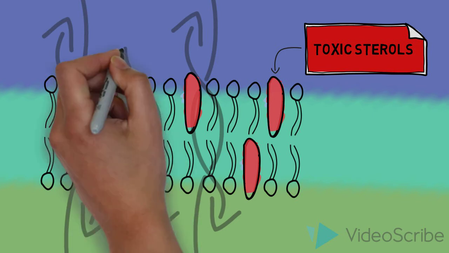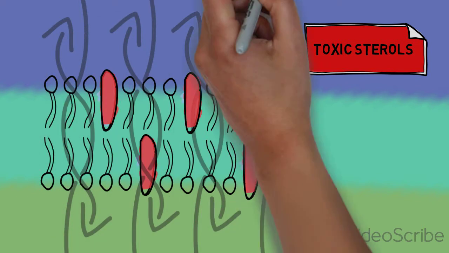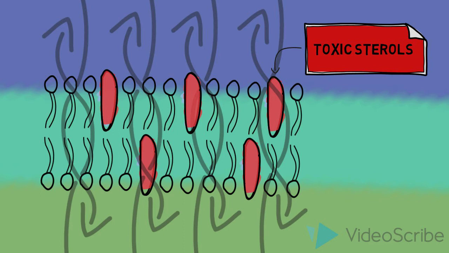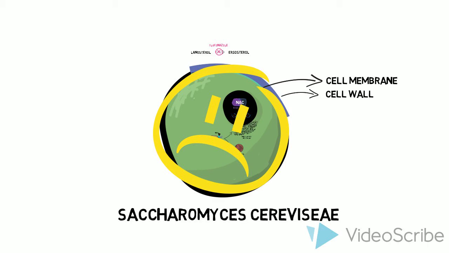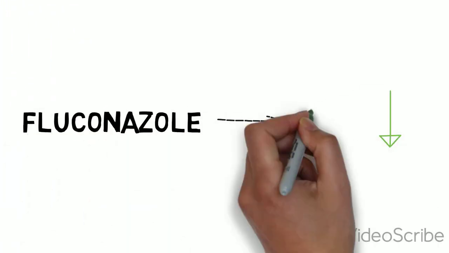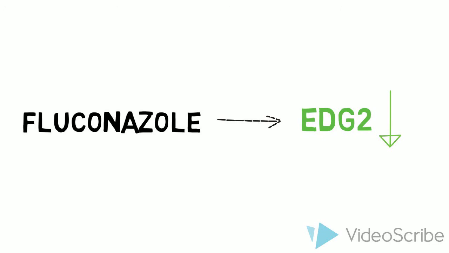This causes an increase in flexibility and permeability of the cell. That causes an influx of reactive oxygen species that result in increased oxidative stress in the cell. This can cause protein misfolding and cellular death. It was noticed that in the presence of fluconazole, EGD2 expression is downregulated.